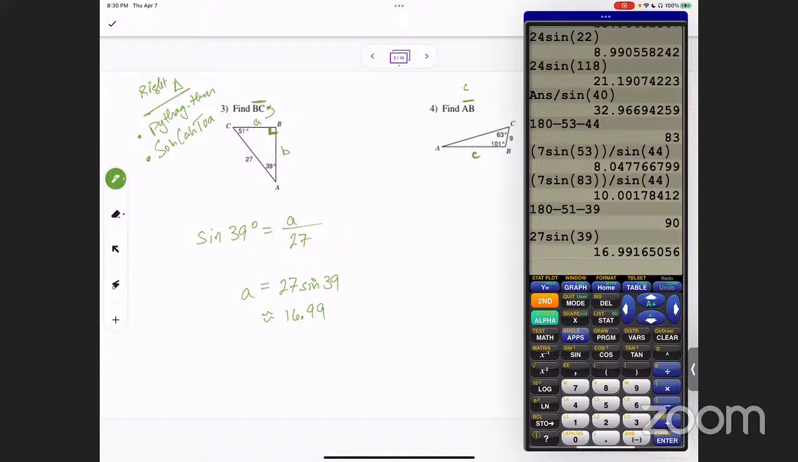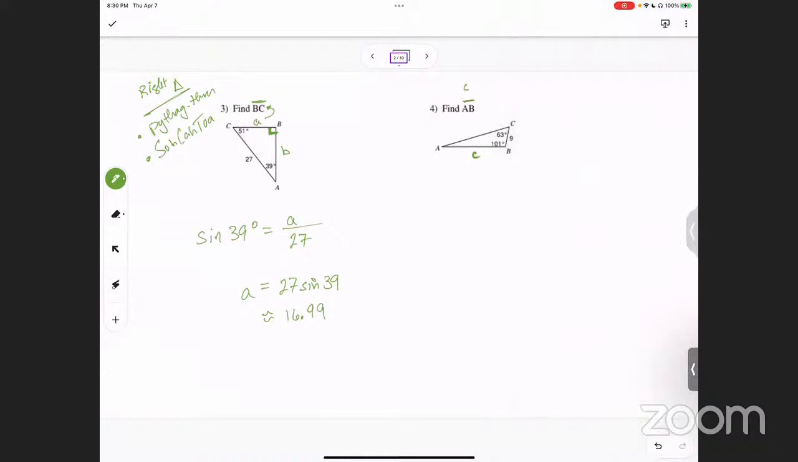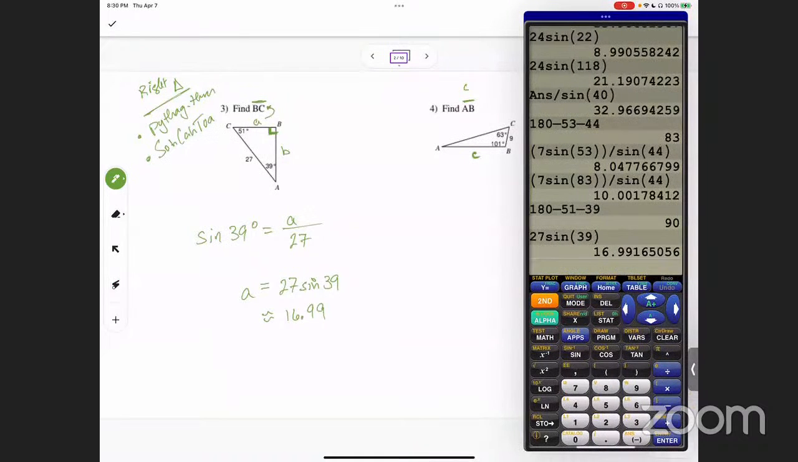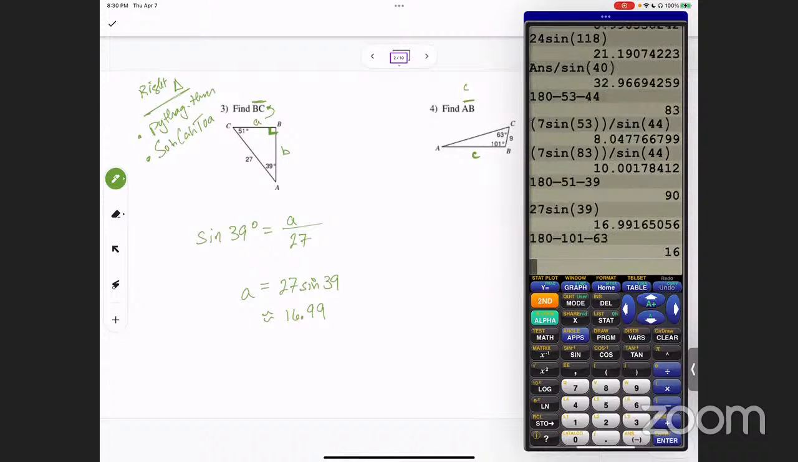So how do I find that if I have an angle and sides? You can use the law of sines again. What do I find first? First you want to find the third angle. This is 180 minus 101 minus 63, which is 16. So you're going to have 16 degrees.